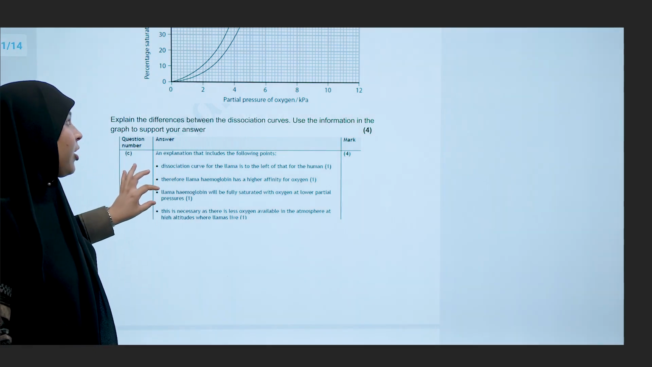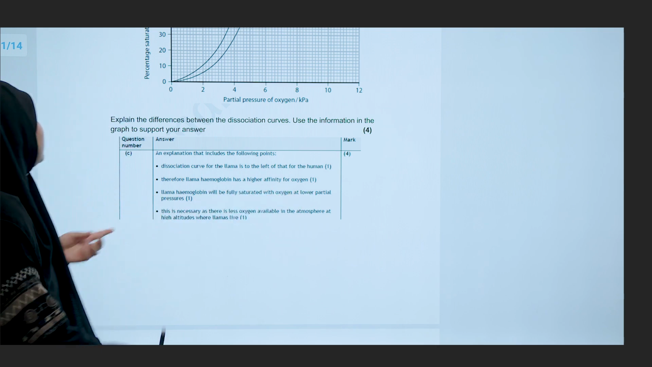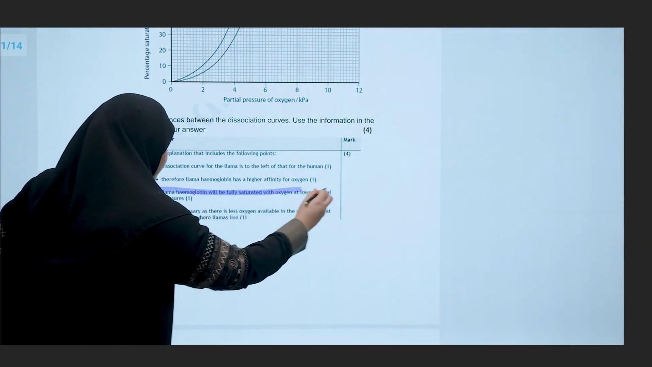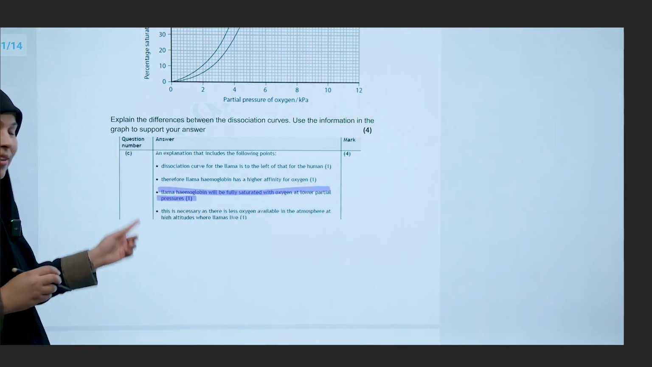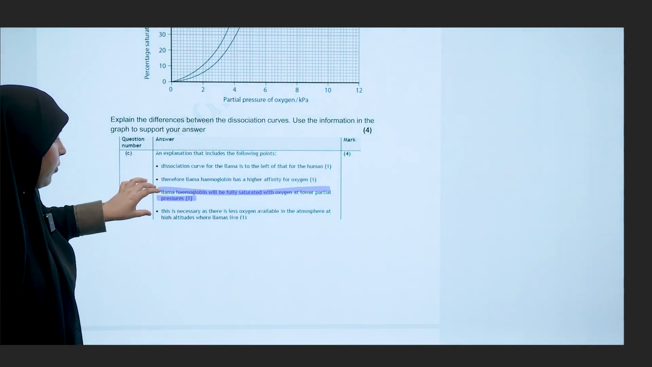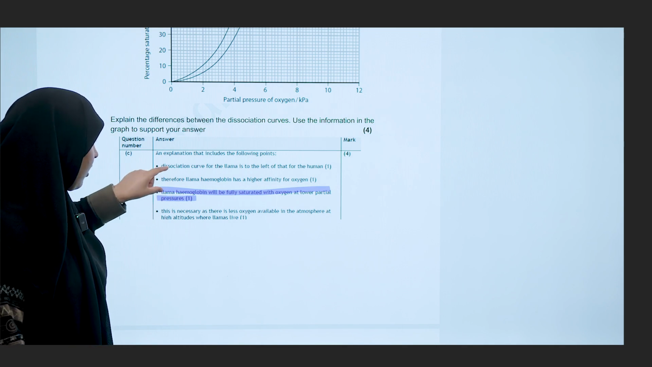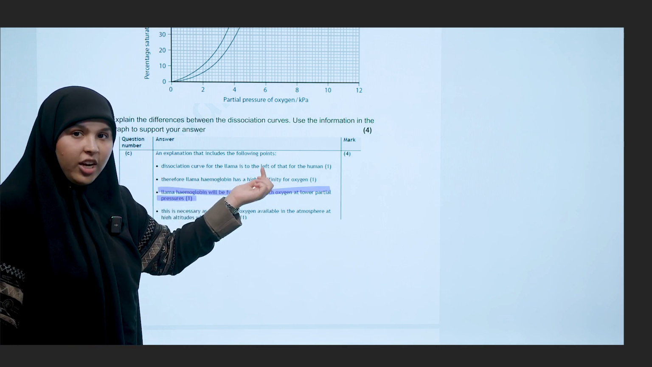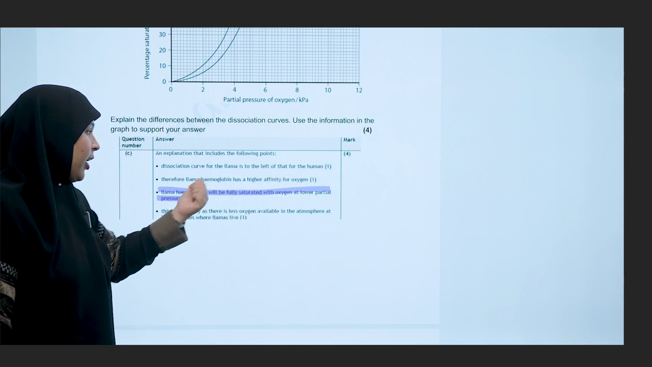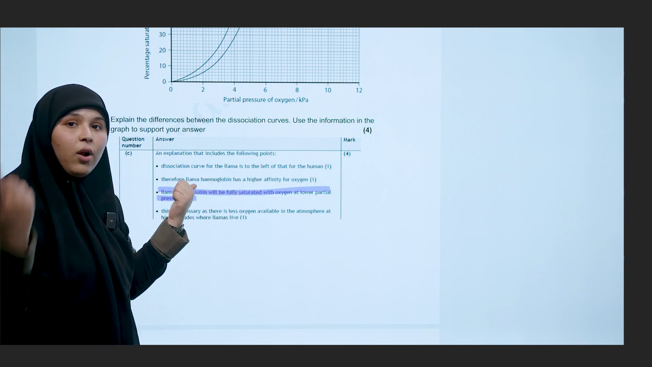Now, the llama hemoglobin will be fully saturated with oxygen at lower partial pressure. This is the whole idea for this adaptation. And then you must give a reason. So always, let me tell you something: points number 1, 2, and 3 are always fixed. It's always what you're going to write. Number 1, you're just going to change, of course, the organism mentioned, left or right. And number 2, you're going to mention whether it has higher or lower affinity for oxygen, whether it's going to be loaded or unloaded.